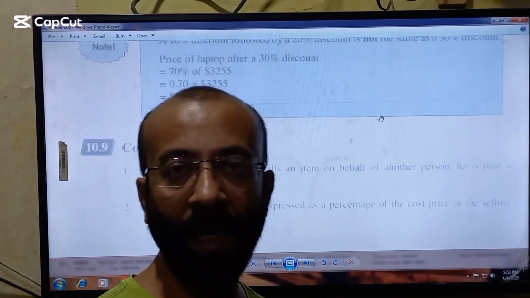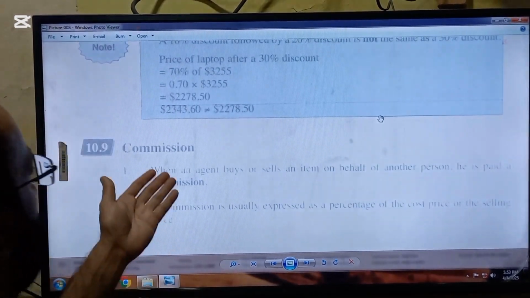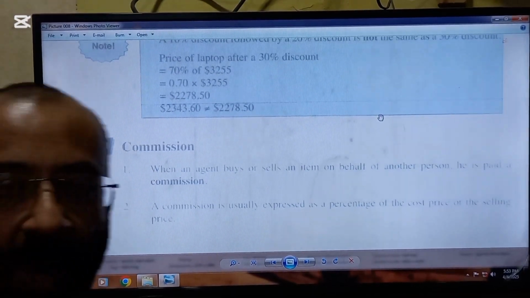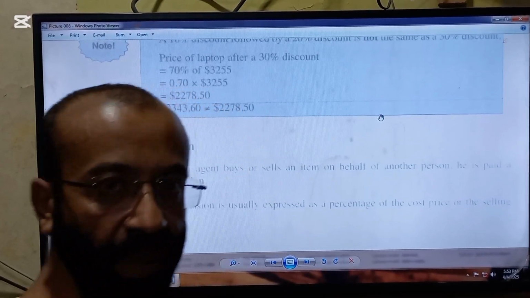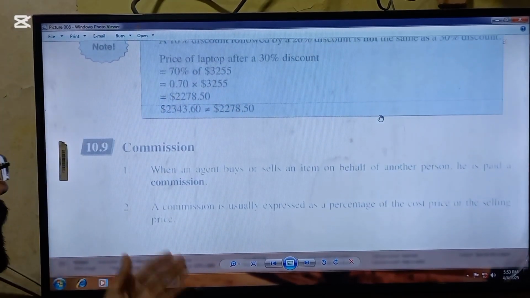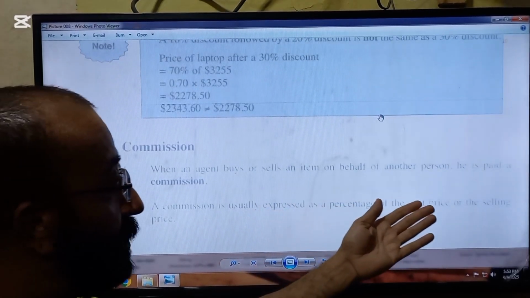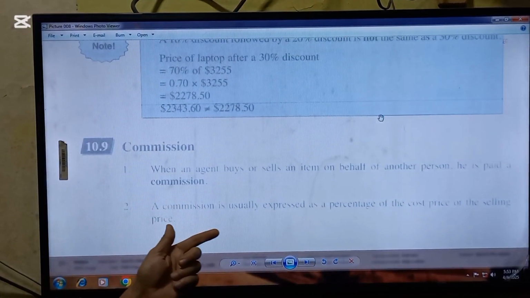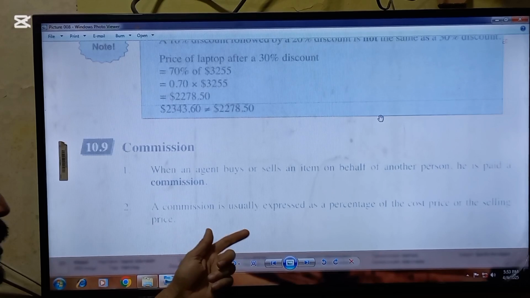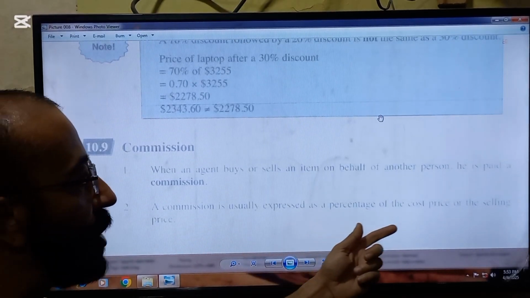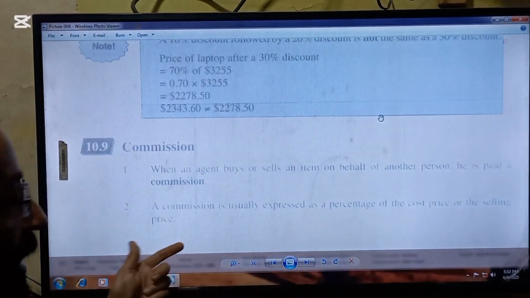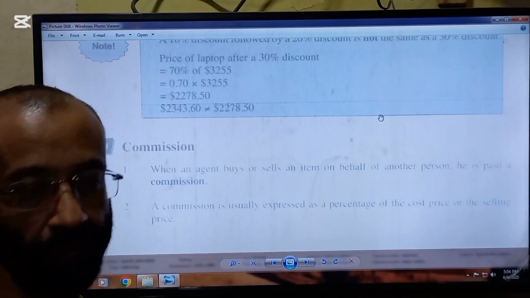The next category in percentages is commission. So the point to remember and understand in commission kinds of questions is, when an agent buys or sells an item on behalf of another person, he is paid a commission. A commission is usually expressed as a percentage of the cost price or the selling price.